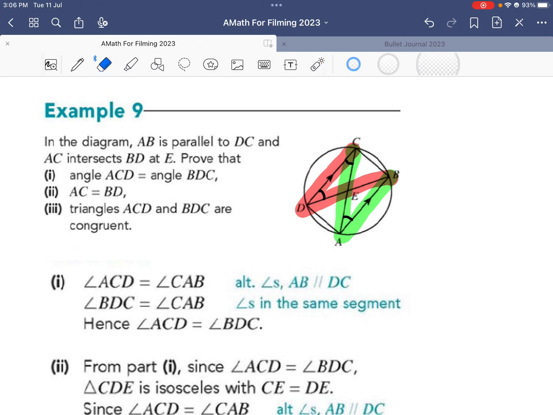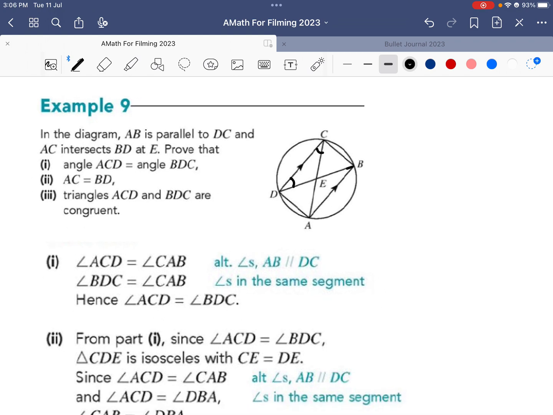Now, what I'm trying to prove is that AC equals BD. What I'm attempting to prove here is that this length AC is equal to this length BD. So what I'm going to do here is this. From part 1 itself, I've already proven that ACD, this angle, is equal to angle BDC, this angle.